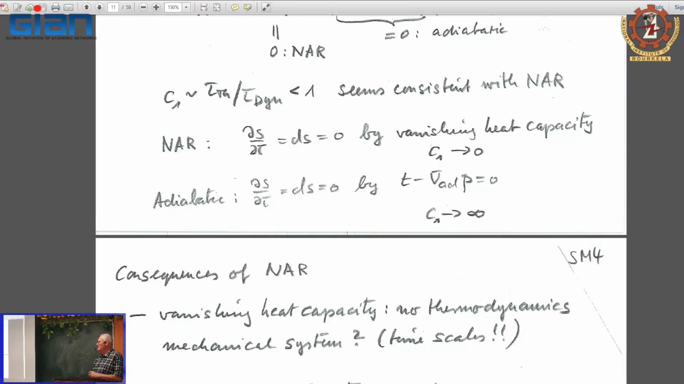Well, vanishing heat capacity means in principle we cannot do any thermodynamics anymore. Any thermodynamic relation, any thermodynamic statement requires a finite heat capacity. Without heat capacity, we cannot do any thermodynamics. So the question is, what are we left with? Well, the thermodynamics cannot play any role, so we seem to be left by this approximation with a mechanical system. So we only keep the mechanics of the system.